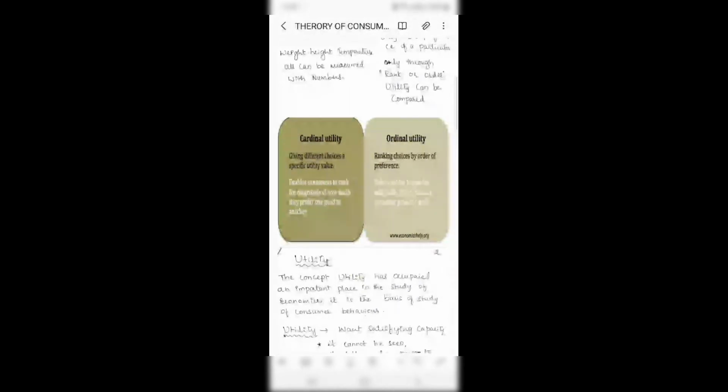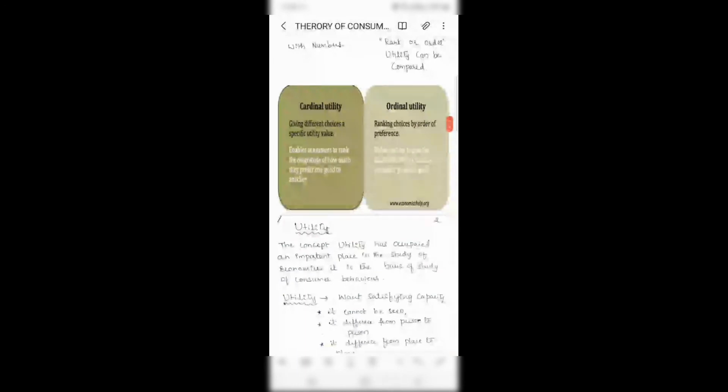So I have given one example here: one is cardinal utility and another is ordinal utility. In simple words, cardinal utility means giving different choices a specific utility value. Ordinal utility means ranking choices by order of preference.